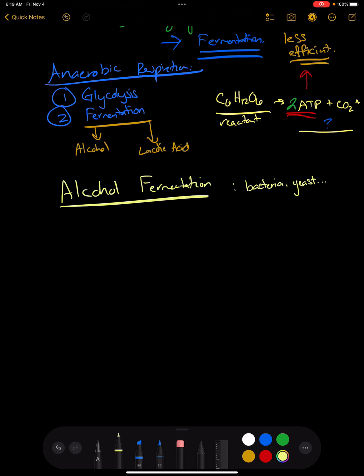So let's go through our first step, okay? Our first step in alcohol fermentation is going to be glycolysis, right? And remember, glyco is referring to sugar, which is my glucose. Lysis means to break. And so in glycolysis, I am literally breaking apart sugar. And this happens in my cytosol.